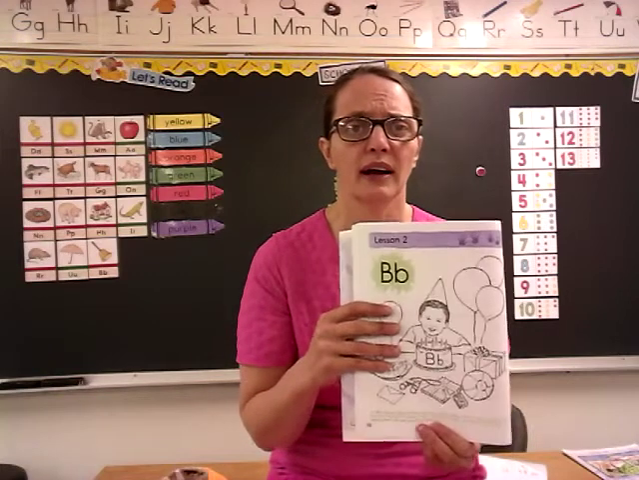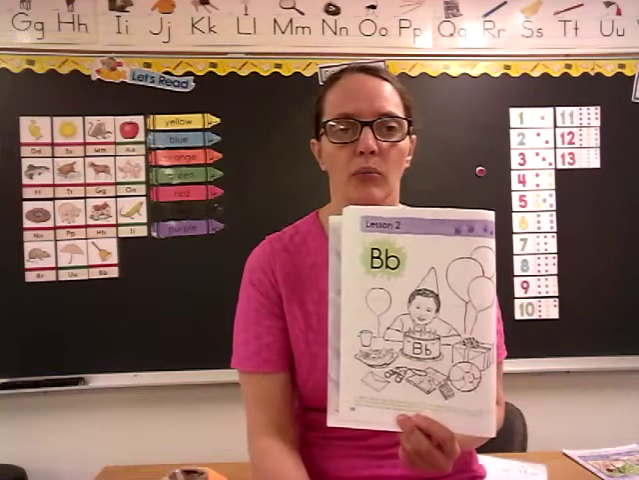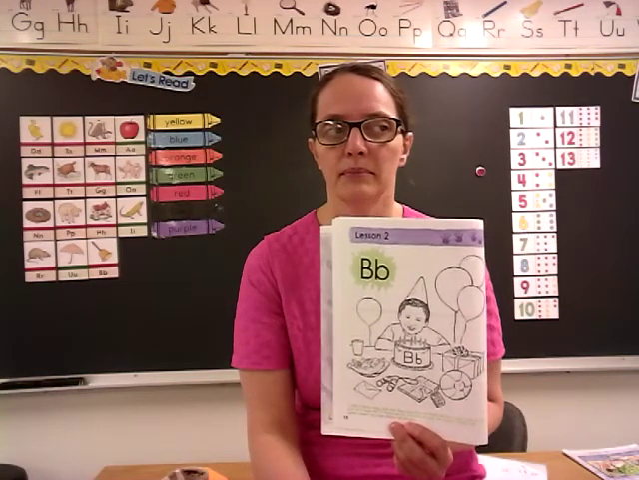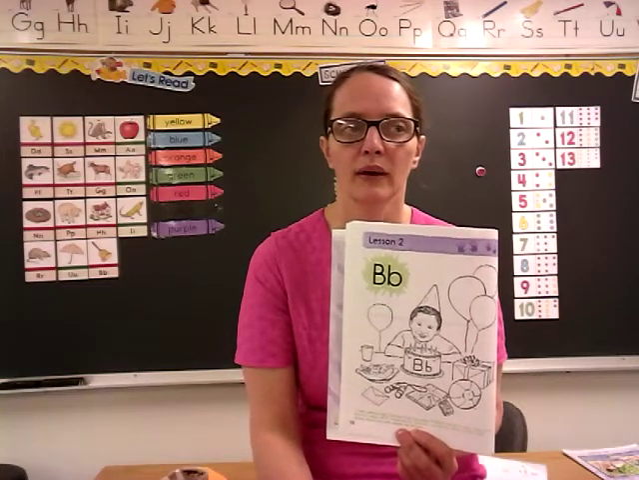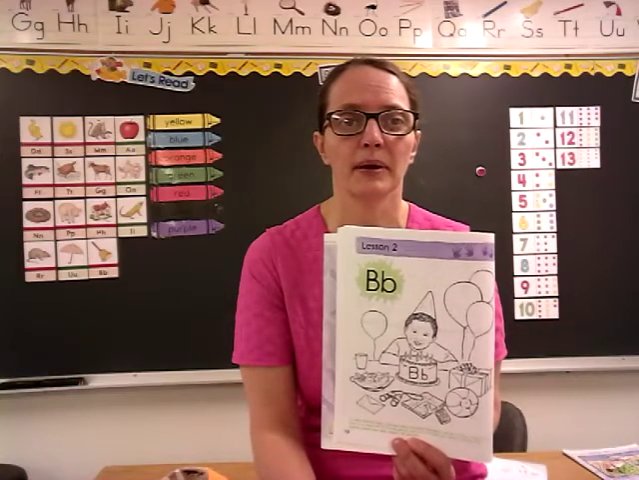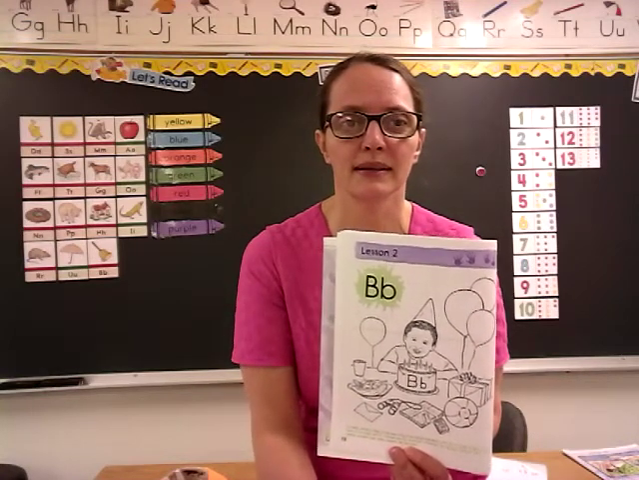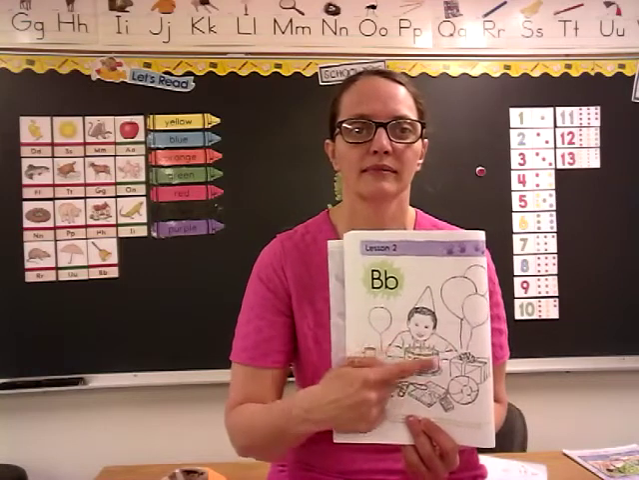So let's start out right here with the little boy. Does boy have the B sound? Let's say it together. Boy. You hear that sound? It's the b. Boy makes the B sound. So circle the boy.